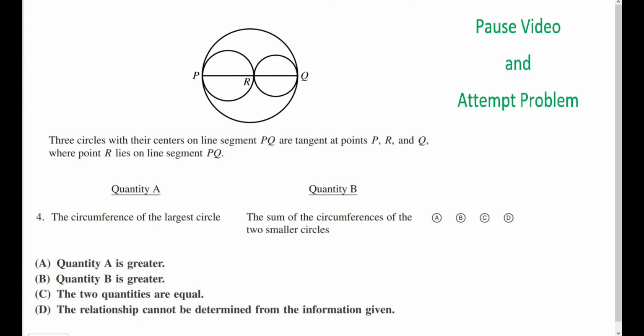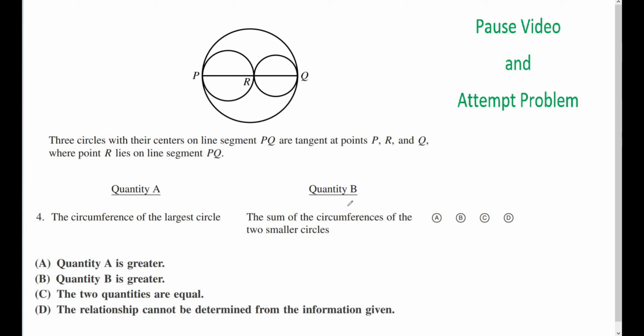Okay, so I want you to take a second and try and solve the problem, and then when you are ready, just continue the video. So here you can pause it and attempt to do the problem, and then after you're done, or you're ready to continue, just unpause the video, and then we will go over it.